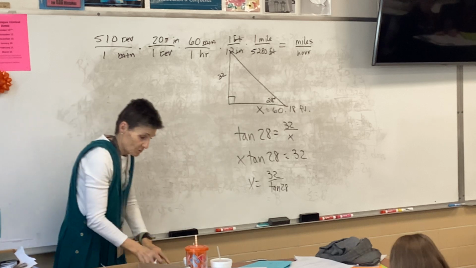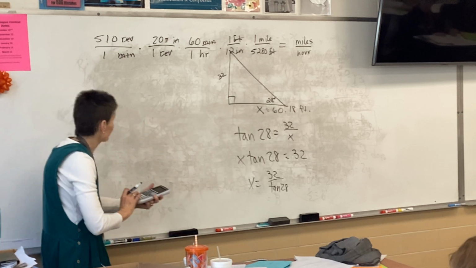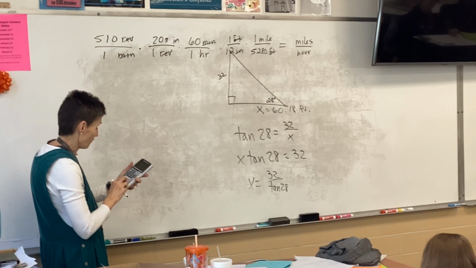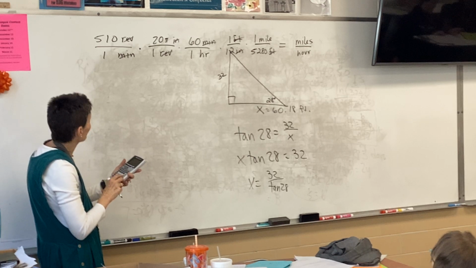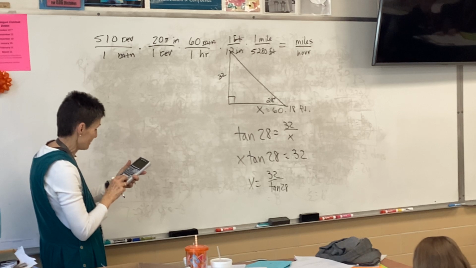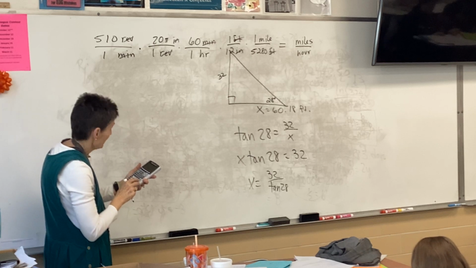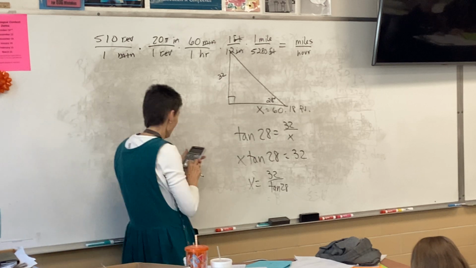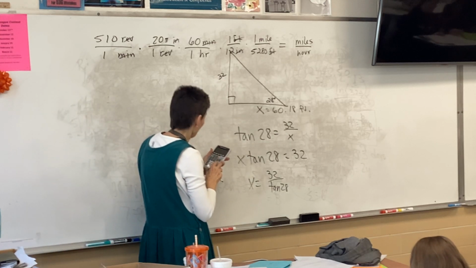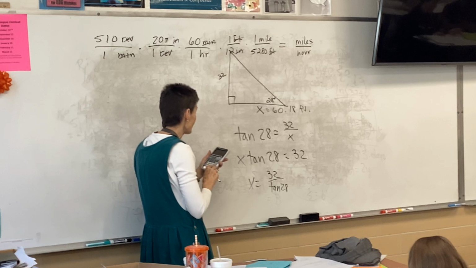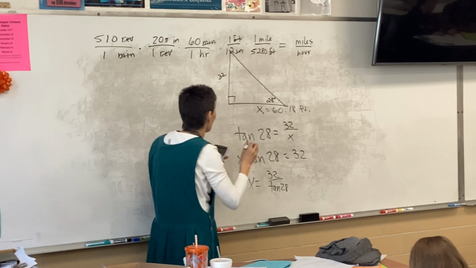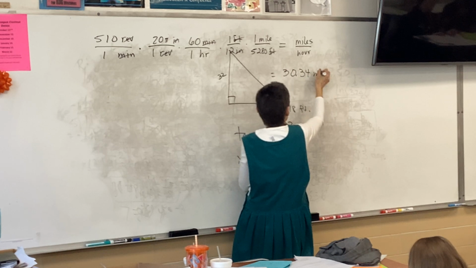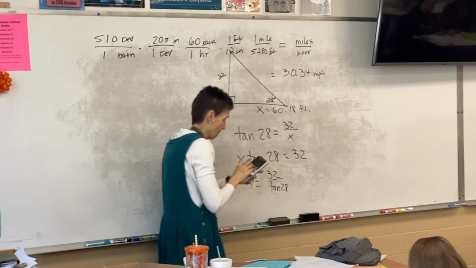I think so. So I'm gonna type it in. So 510. Don't forget the pi. I think some of you forgot that last time. Times 60 divided by 12 divided by 5,280. Remember, everything in the bottom is getting divided by. So you should get 30.34 miles per hour.